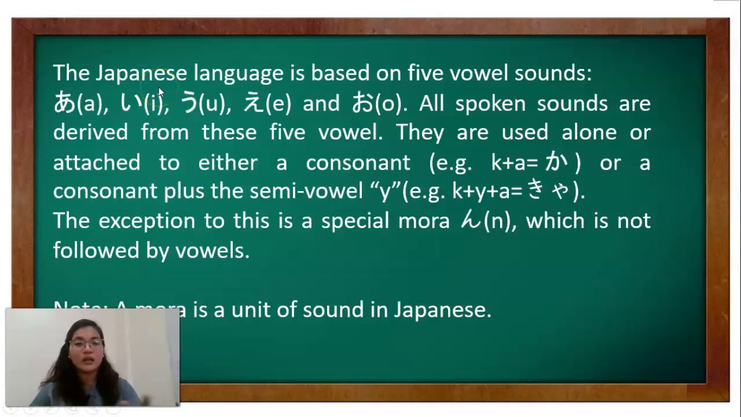They are used alone or attached to either a consonant, like K and A, so that becomes ka, or a consonant plus the semi-vowel Y, like K plus Y plus A is equal to kya. The exception to this is a special mora N, which is not followed by vowels. Note that a mora is a unit of sound in Japanese.